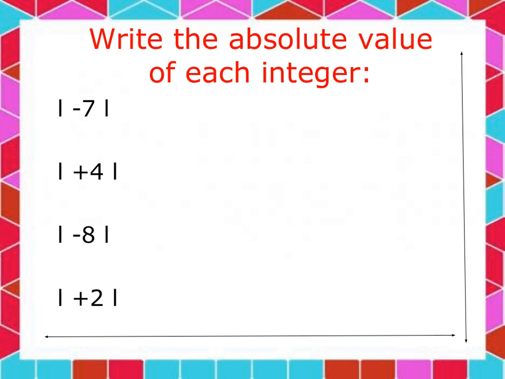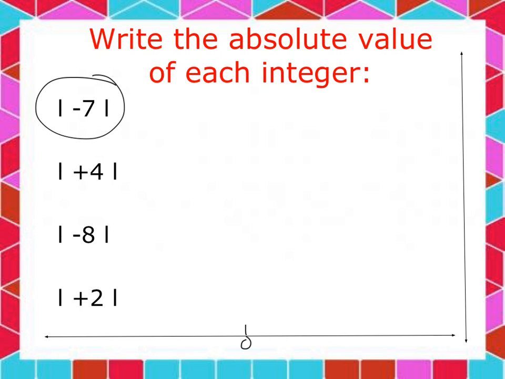All right, so we are going to find the absolute value for each integer. We're going to follow the same couple of steps. We have both a horizontal and a vertical number line to work with. So let's start with this problem. We want the absolute value of negative 7. So I'm going to go ahead and find 0. I'm going to find where negative 7 is.